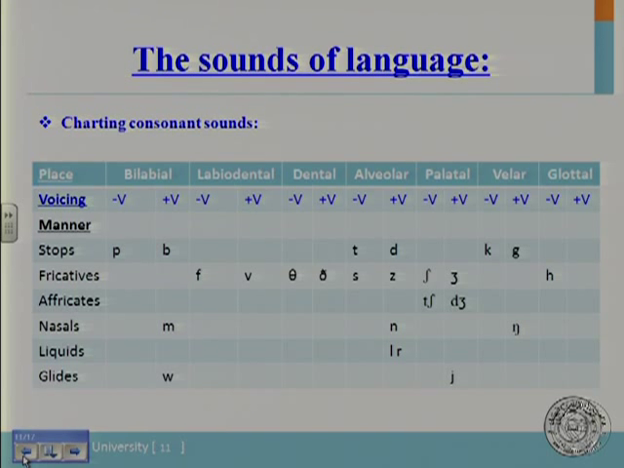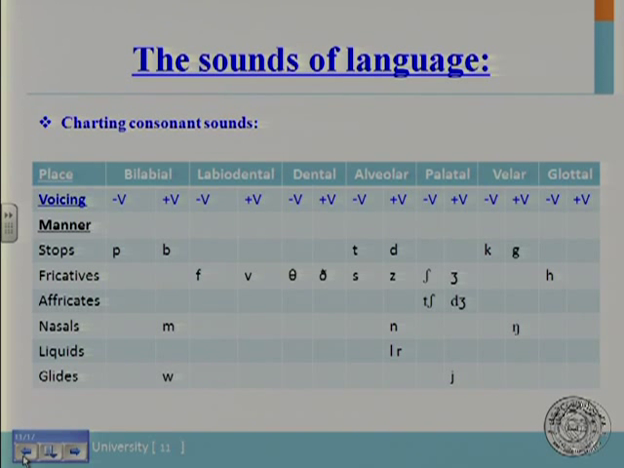Moving to the fifth group, we have palatal, and we have here again two. One is voiceless and the other is voiced, while we have a fricative. The first one of the fricatives is sh, as in shot, and the second is j. Of course, sh is voiceless and j is voiced.